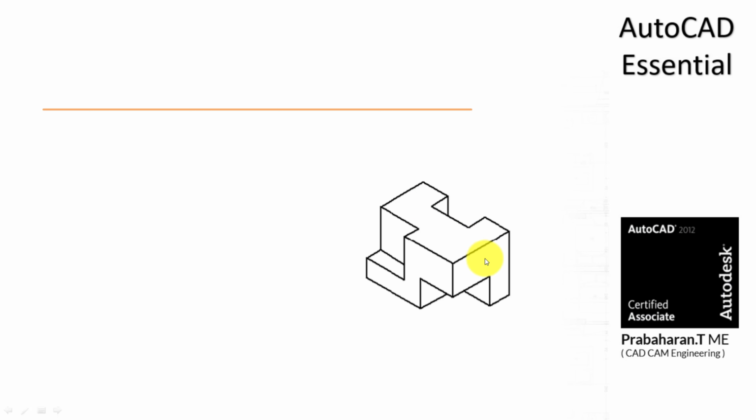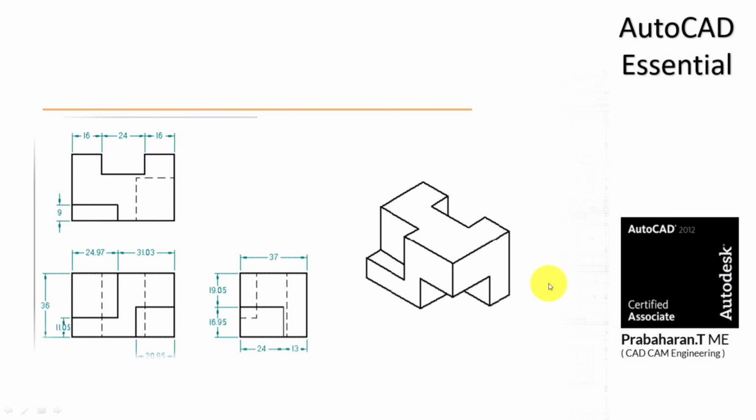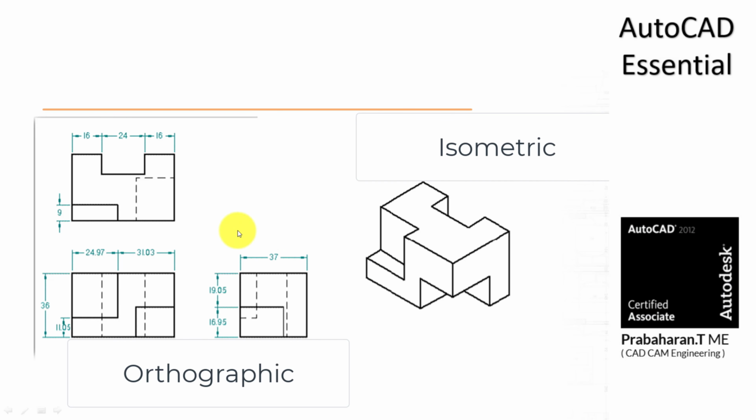We don't know. Isometric means we will show only the visible edges. The same drawing, if I represent in orthographic, it will give you the entire information to see the details of the component. So this is a top view, front view, side view. In the front view, you can see the hidden lines.